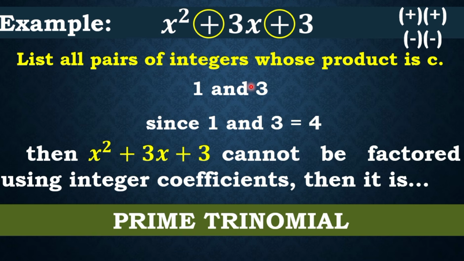Kasi, na-factor nga natin yung c natin, yung last term, pero hindi siya nag-satisfy doon sa ating middle term. Dapat kasi, pag inad natin to, dito siya. Ito yung result. Okay, so kapag ganyan, it cannot be factored and this is what we called, or this is an example of prime trinomial.